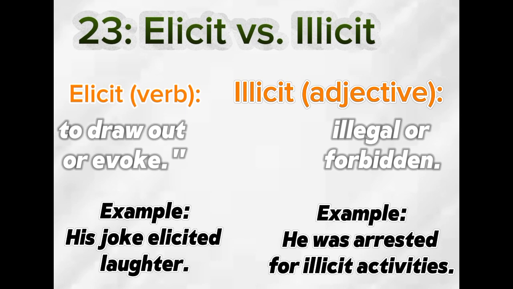Next up, elicit and illicit. Elicit is a verb meaning to draw out or evoke, like his joke elicited laughter. Illicit is an adjective meaning illegal or forbidden, like he was arrested for illicit activities. So, elicit means to draw out, and illicit means illegal. Simple enough, right?